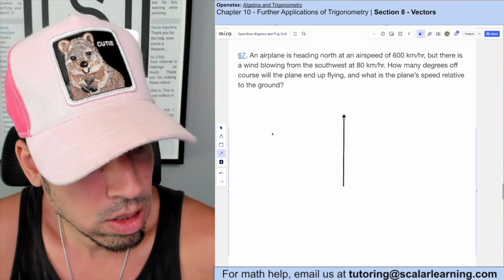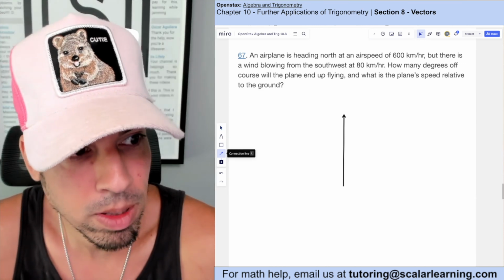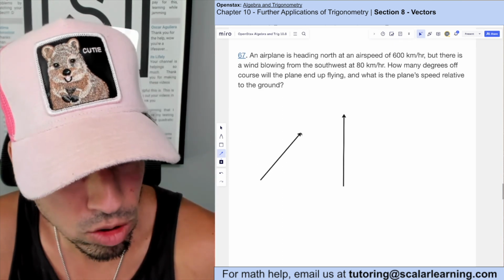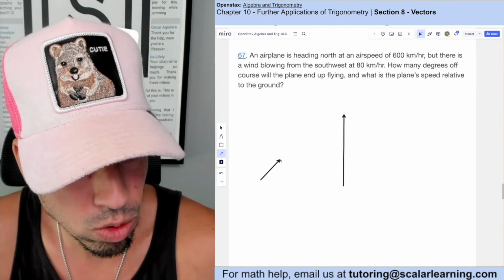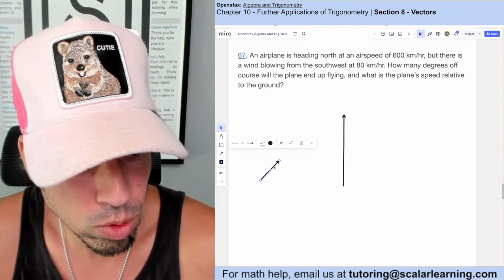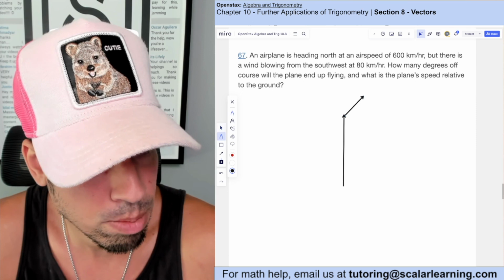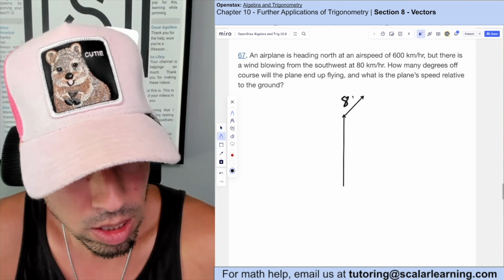So now this is saying that we've got something flying from the southwest, right? A wind blowing from the southwest. So if it's coming from the southwest, it's going northeast, right? It's going in that direction with a nice 45-degree angle. So I'm going to take this and add it up here. Okay, now this is not perfectly to scale, but this is meant to represent 80 kilometers per hour.